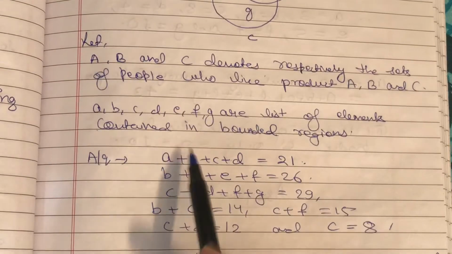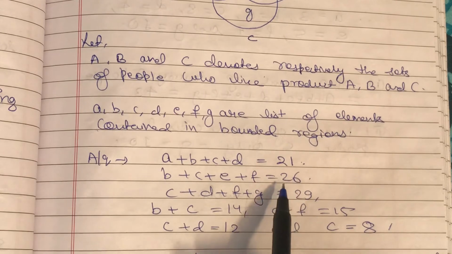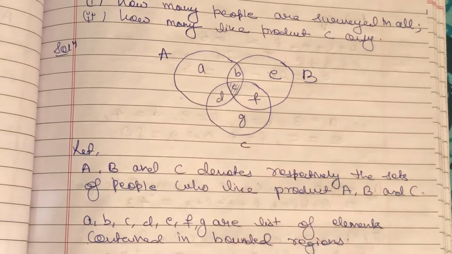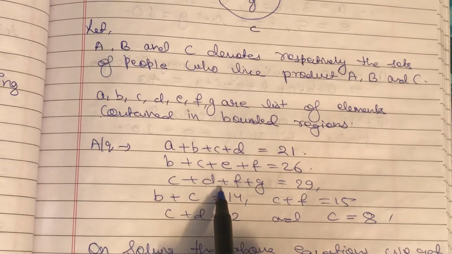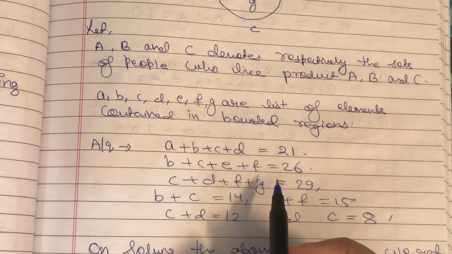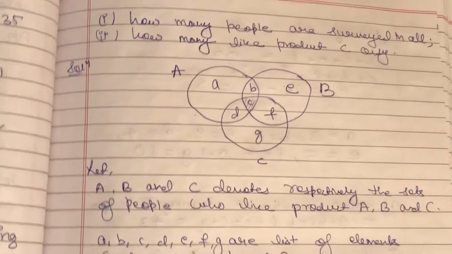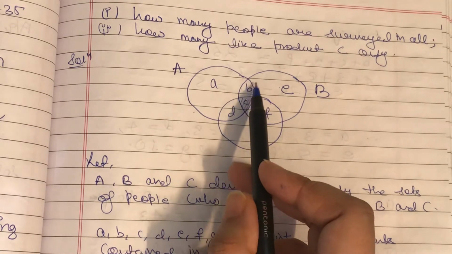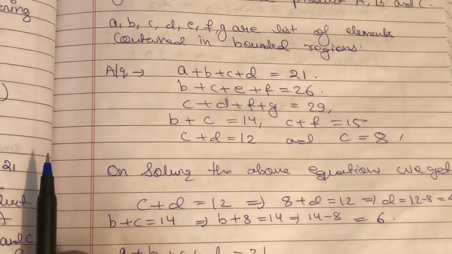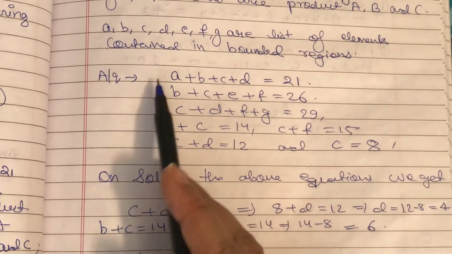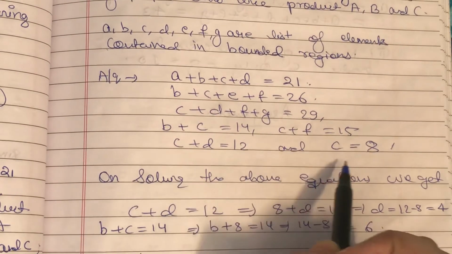The same I have written here, B plus C plus E plus F equals 26, and at last it is given that 29 like product C, which means G plus F plus C plus D. So C, D, F, G equals 29. Also it is given in the question that 14 people like product A and B. A and B means the intersection, that is B plus C equals 14. Likewise, whatever information is given in the question, I have transformed it into equation form.